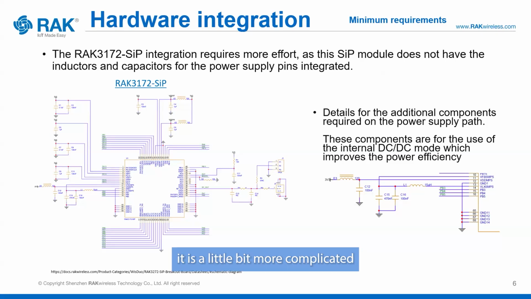And because of that, it is a little bit more complicated to implement it into custom design, because you need quite a number of external components to get this SIP module running. For example, in our stamp modules, we have all the components for the power supplies integrated. If you use the RAK3172, you have to add external inductors, capacitors, and connect them properly to get the DC-DC power voltage regulator running on the RAK3172.